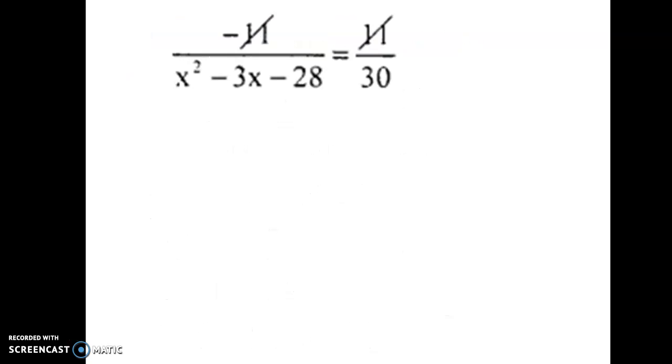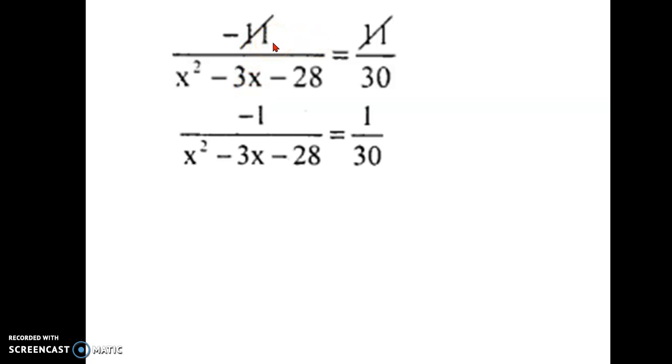Okay. Then furthermore simplifying, I got minus 11 by x square minus 3x minus 28 equal to 11 by 31. Okay. So both the numerators are having 11. So that can be cancelled. So you will get minus 1 and 1 here.